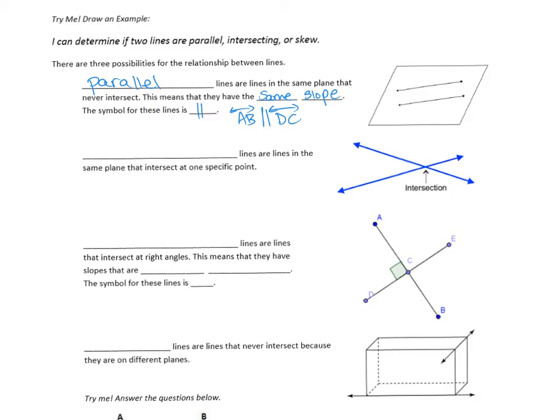Then we have lines that can intersect, intersecting lines. And they're simply lines that cross. Very easy. And they always cross at one specific point. So lines can't curve, so we can't then force that line to come back around and cross again. Perpendicular lines are a subset of intersecting lines. And this means that their slopes are opposite reciprocals.